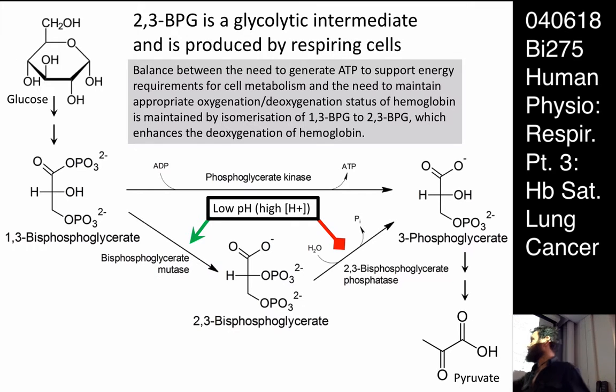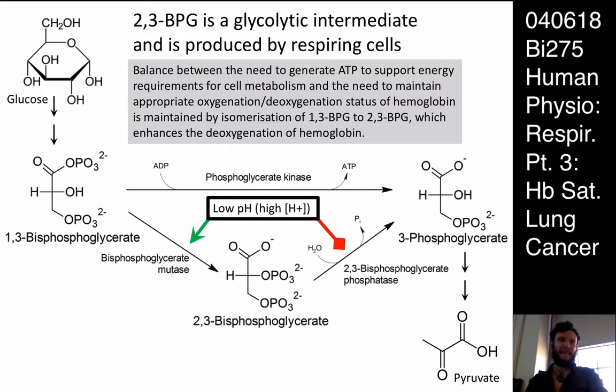The mutase functionality takes the phosphate group that is attached to carbon 1 and shifts it over to carbon 2. This molecule here is the effector that we're talking about in the previous slide with hemoglobin. All right.